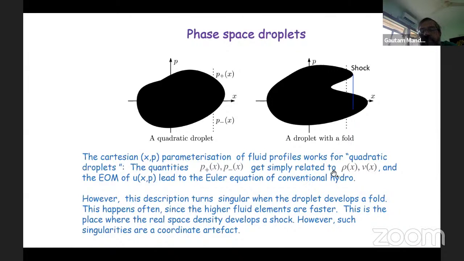Now it's easy to show, and we will indicate how, that the quantities P plus and P minus get simply related to rho and v, and the equation of motion of u(x,p), which we encountered on the previous page, leads to the Euler equation of conventional hydrodynamics if it is a quadratic profile.